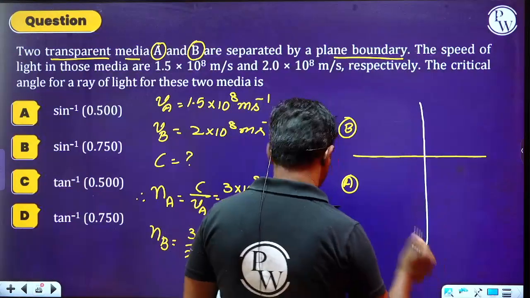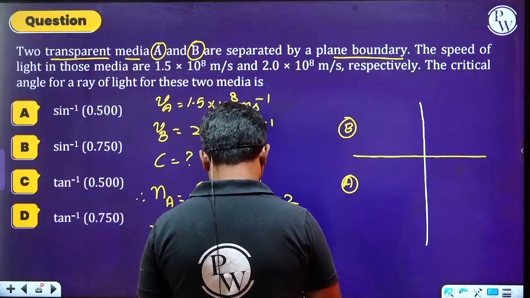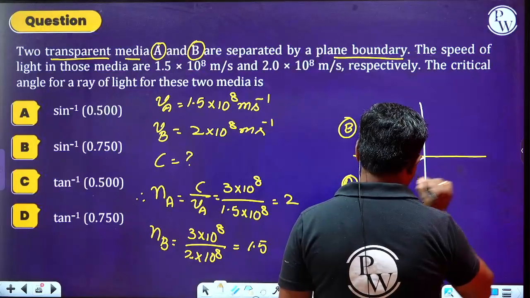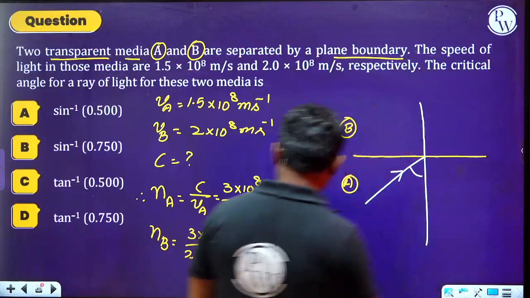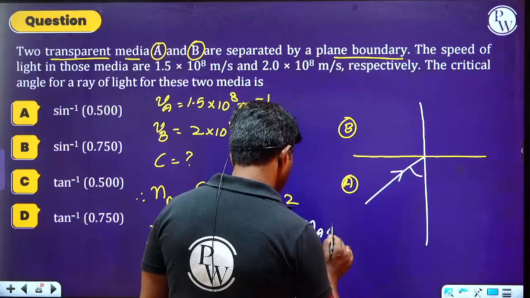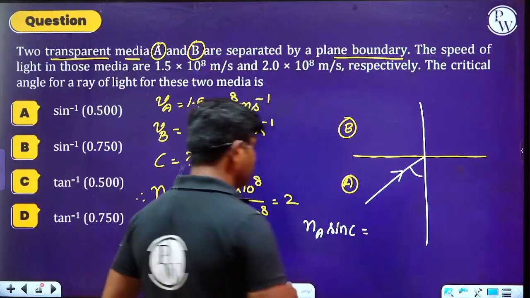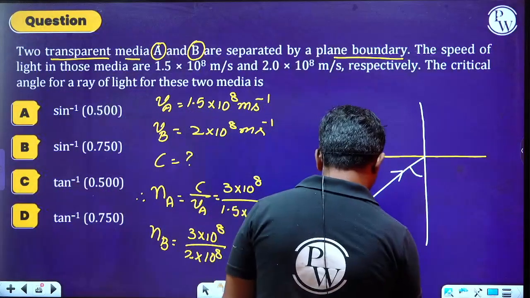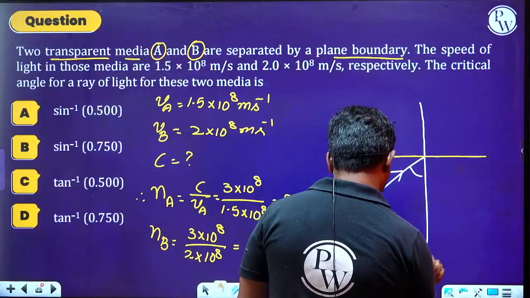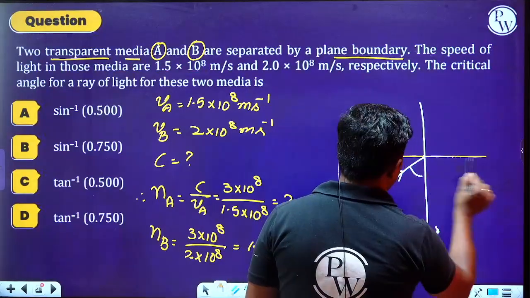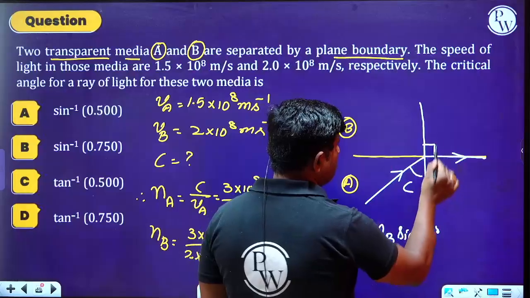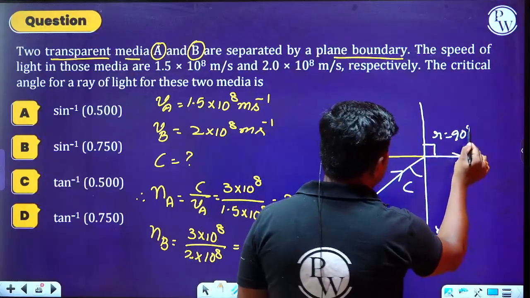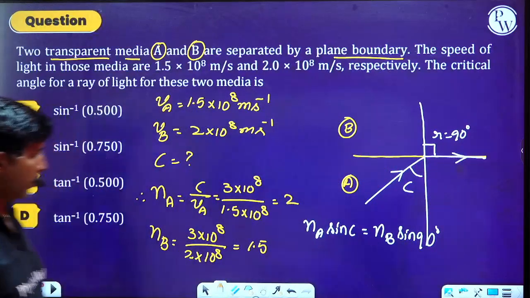Okay. So please observe this carefully. Whenever a ray of light is made to be incident, here we can say NA into sin C is equal to NB into sin 90 degrees, because at the critical angle the angle of refraction must be equal to 90 degrees.